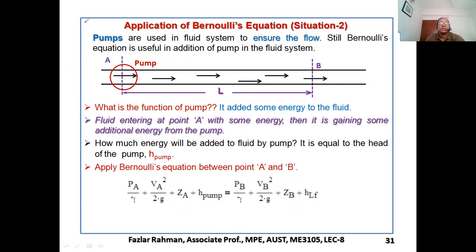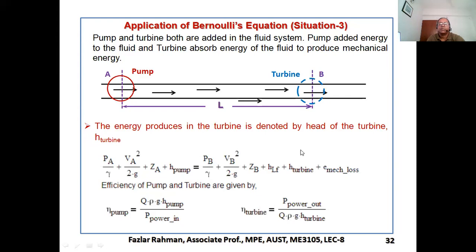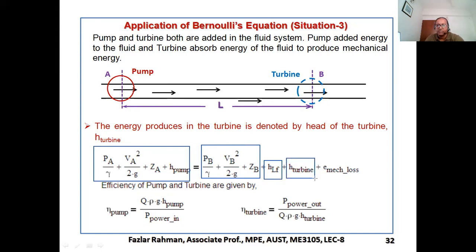Second situation: if you have a turbine instead of a pump, then what will happen? The left side remains the same as I explained in the previous slide. And at point B, how much energy is the fluid coming out with? This much energy. Then some energy is lost in the pipe, which they call HL. And the turbine takes some energy to produce mechanical energy. Say it is this much.